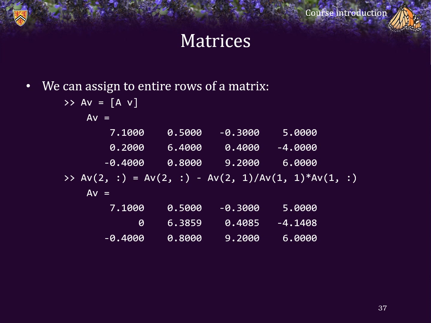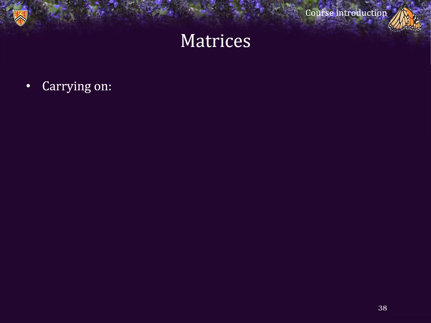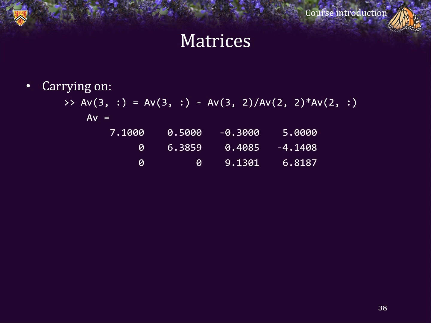What's next? Well, we have to get rid of negative 0.4. Well, we perform the exact same operation, except now we replace the third row with an appropriate multiple of the first row added onto the third row. And that now eliminates both of those entries below the diagonal entry 7.1. Carrying on, we now have to add an appropriate multiple of the second row onto the third row. Now the augmented matrix is in row echelon form, and we can perform Gaussian backward substitution to find the solution.